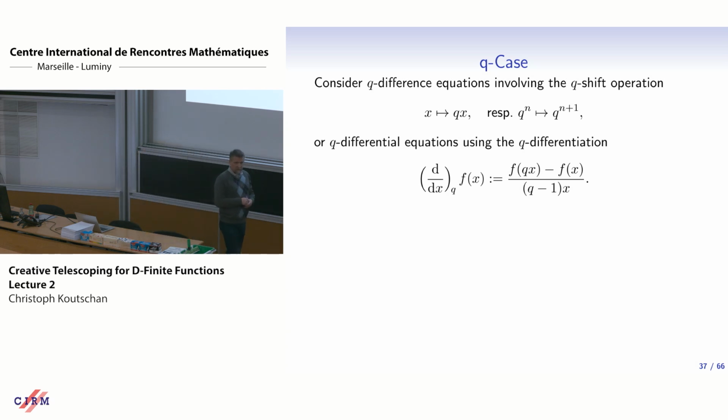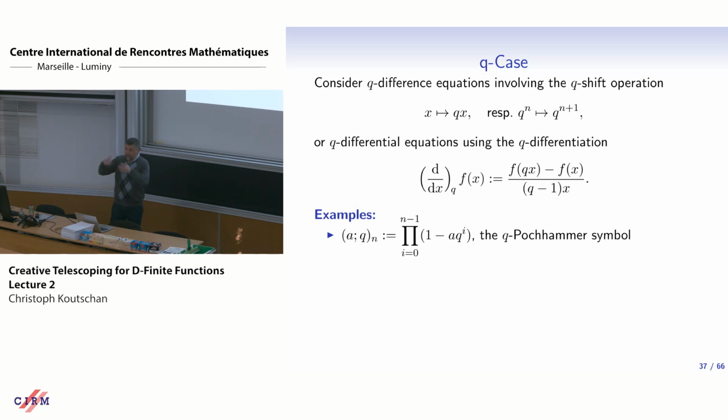Likewise, you can write differentials, like Q differentiation. One way to define it is like this. But you see that it's really the same as the Q shift here, basically. Well, and then there are all kinds of objects that satisfy such equations. For example, there's a generalization of the usual Pochhammer symbol in the Q setting.